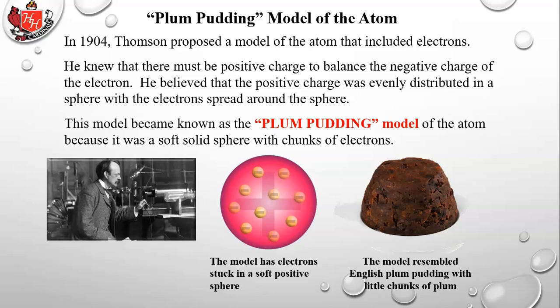So you can see plum pudding is not what we think of as pudding in England. It's kind of like a bready, kind of a cake substance that's made with spices, but in this case you stick chunks of plum in it. So that's what they kind of likened his model of the atom to.